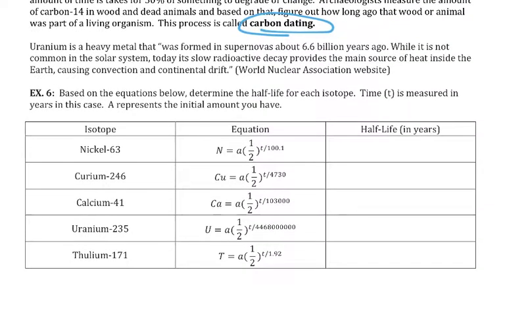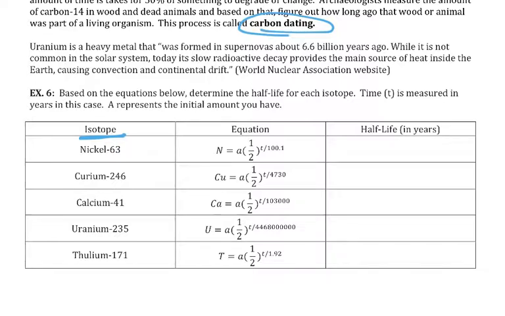So here's some examples of radioactive materials. We call the radioactive materials isotopes. So they're different kinds of elements. So there's nickel-63. 63 is not the normal number of protons in nickel, but if it has 63, it will be radioactive. We have curium-246, calcium-41, uranium-235, and thulium-171.